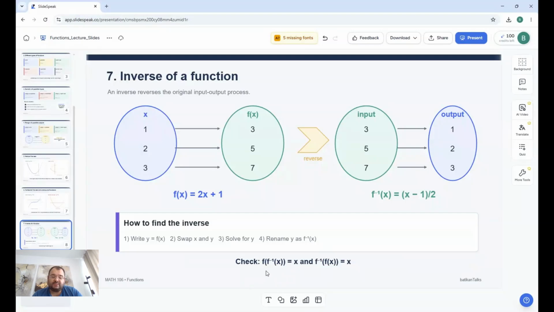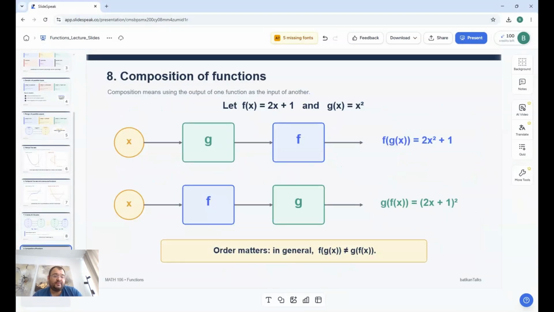And you need to check, if you want to check whether your inverse is correct or not. When you compose the inverse of a function with the function itself, they cancel each other out, so you will end up with x. You can use this method to check whether you correctly took the inverse of a function or not.